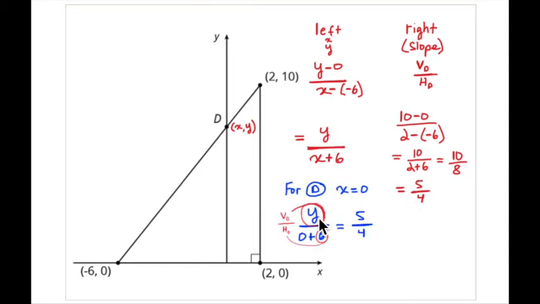So the y value is just the y value, the number of units in the vertical direction, but the number of units in the horizontal direction is, if x is 0, so right here, x is 0, it's 0 plus 6, that's going to equal 6 units. And that gets multiplied, the y is 5/4 of that 6 units. So y is equal to 5/4 times 6. The number of units in the vertical direction is 5/4 the number of units in the horizontal direction.